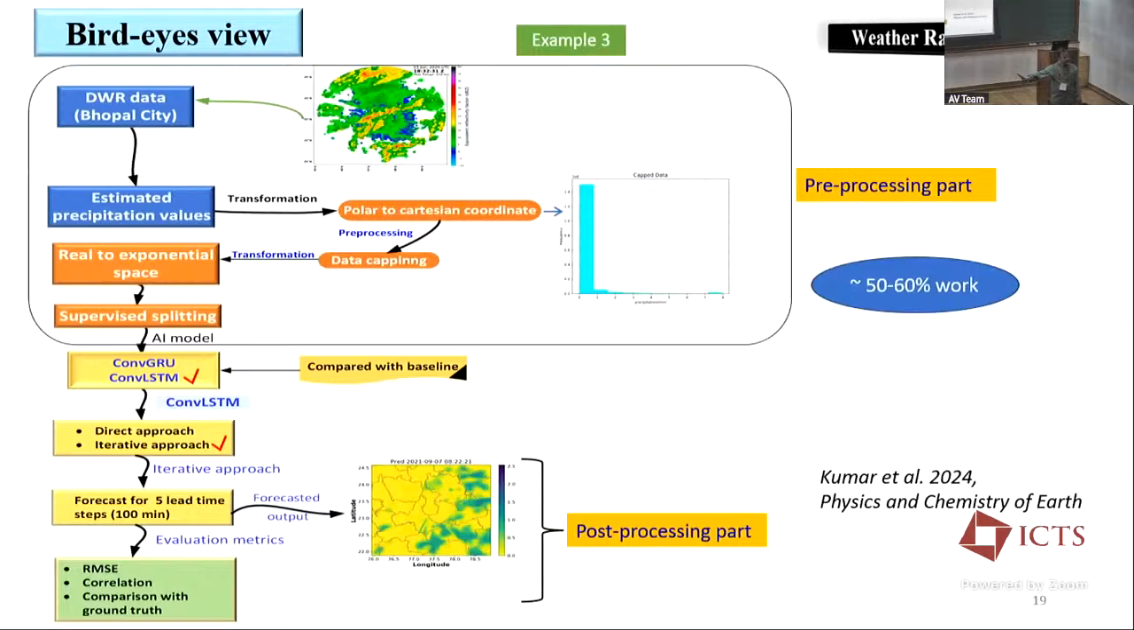My idea here is to tell about the data pre-processing, so I'm not going into detail. I'm just putting up this flow chart. It's already in a published paper. So we have the data, and we did all the data pre-processing, exponential and so on, and then supervised splitting. How we do the splitting is based on our approach, on how we are going to develop the model. And then this is the overall thing. So from the pre-processing part to the post-processing part, I put 50 to 60%.